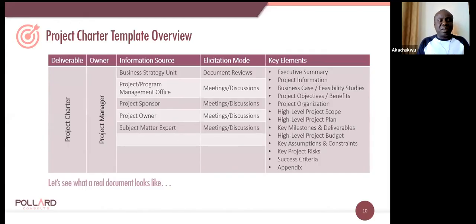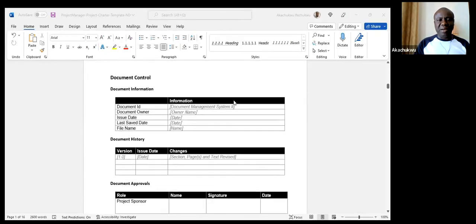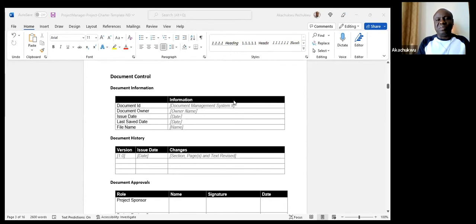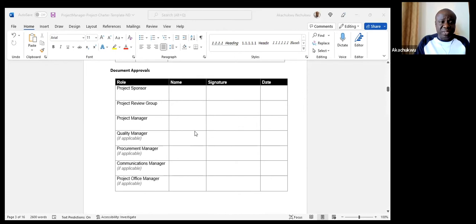So let's take a look at what a real document looks like. A project charter. Your typical documentation will, depending again on the organization, typically keep some basic metadata concerning the document that shows us who the owners are, who can update it, if there's been a revision, like the document history, and who the approvers are.